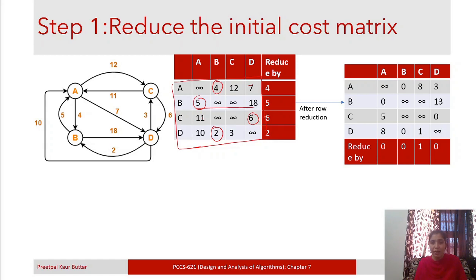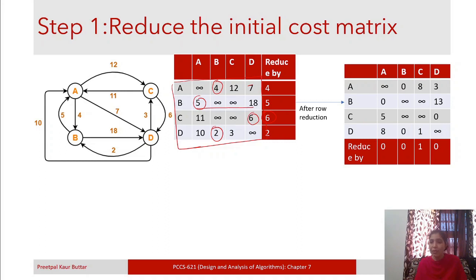So it is 5 minus 5, 0, then infinity, infinity, 13. Similarly, here we will reduce by 6. So we will subtract 6 from all the values in this row. 11 minus 6, 5, then infinity, infinity, and 0. And the last row is reduced by 2. So it is 8, 0, 1, and infinity, right? So this is the resultant cost matrix after row reduction.